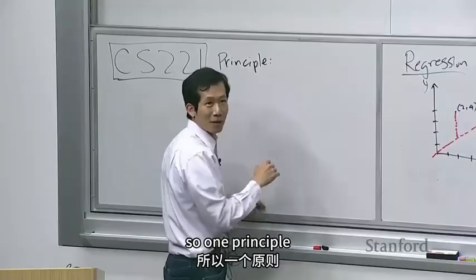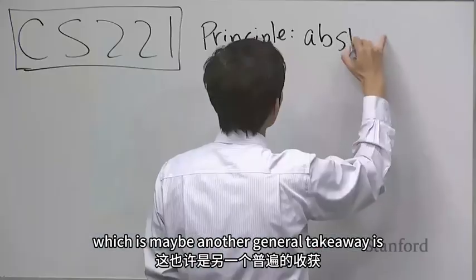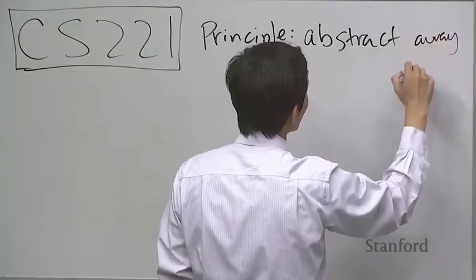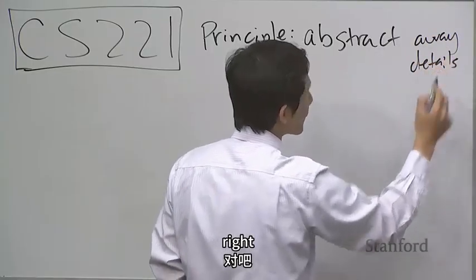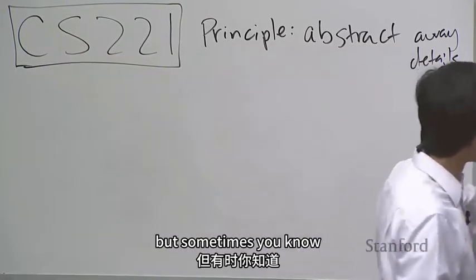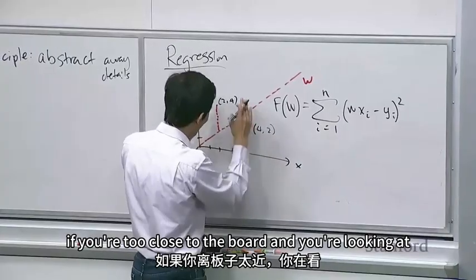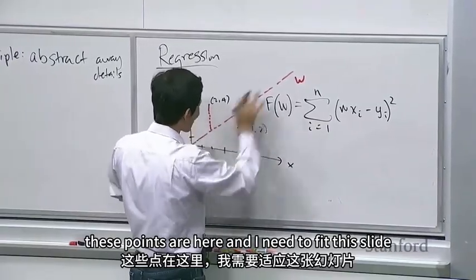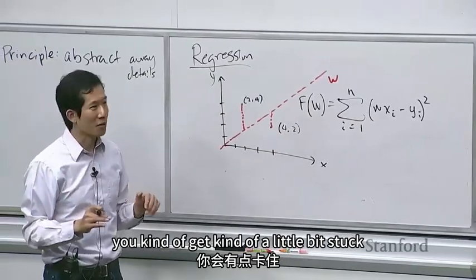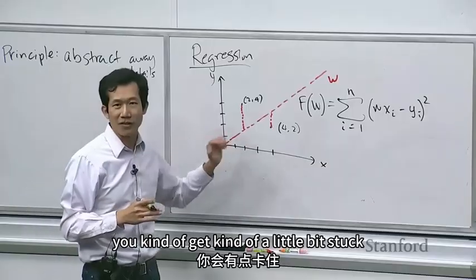One principle, which is maybe another general takeaway, is abstract away the details. This is also true with dynamic programming. Sometimes, if you're too close to the board and you're looking at, oh man, these points are here and I need to fit this line, how do I do that? You get a little bit stuck.